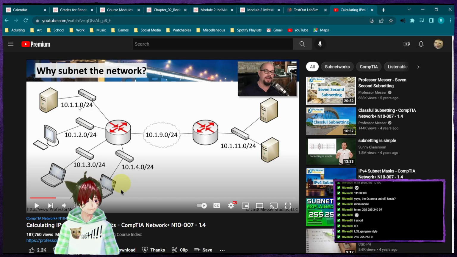So this is in the network of 10.1.1.0. This one's on the network of 10.1.2.0, and so on and so forth. But anyway, I digress. That had workstations or printers on it.